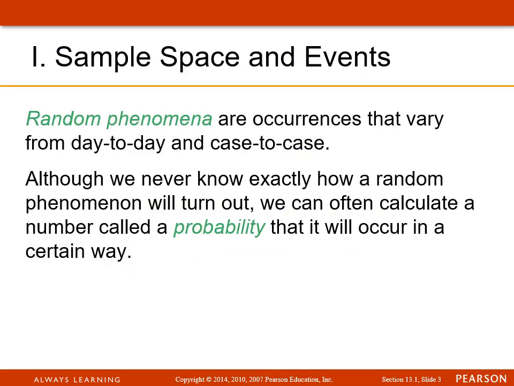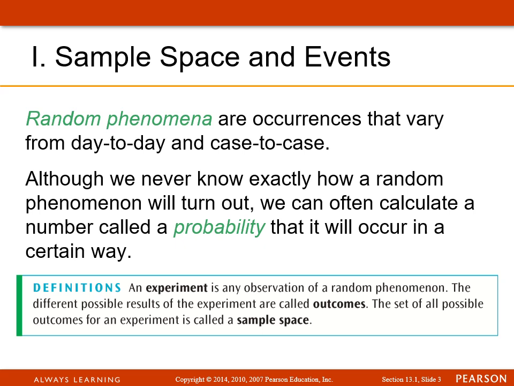Okay, so on your notes we have sample space and events. Random phenomena are occurrences that vary from day to day and case to case. Although we never know exactly how a random phenomenon will turn out, we can often calculate a number called a probability, that it will occur in a certain way. Like, what are the chances it might rain?